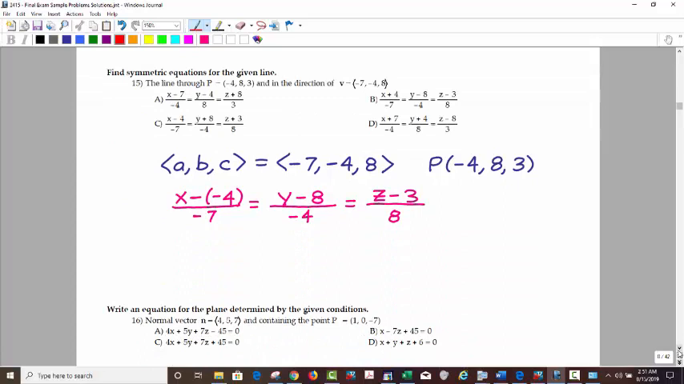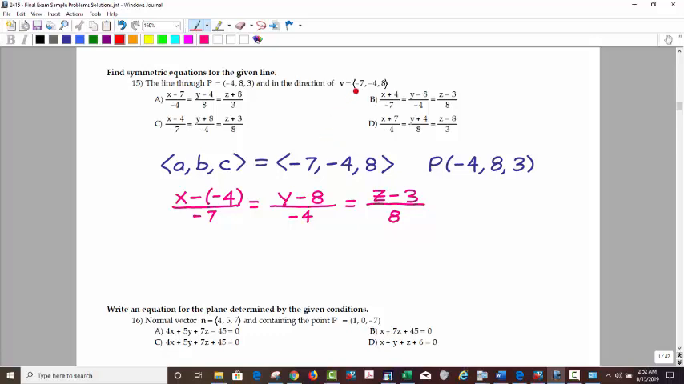Number 15, symmetric form. I'm not a huge fan of symmetric form, but it is good to take a look at it. Sometimes they'll give you information in a problem in symmetric form, so you need to know how to interpret it. I didn't write it here, but you could if you needed to: it's x minus x0 over a, y minus y0 over b, and then z minus z0 over c.